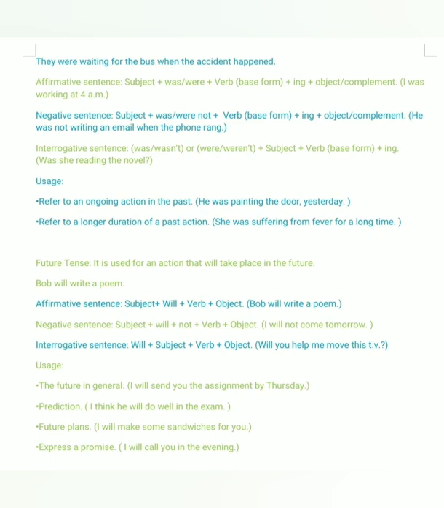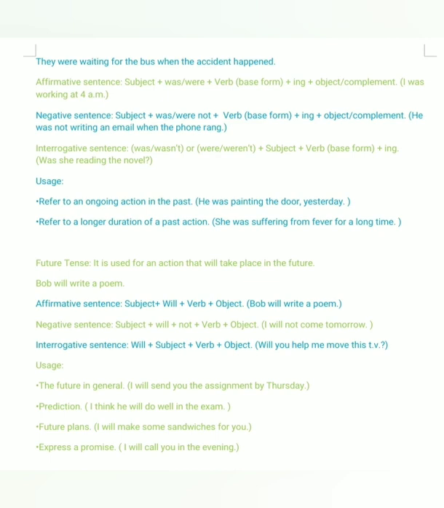While framing a negative sentence, first we have to add the subject, then was not or were not, then the base form of the verb plus ing plus object or complement. He was not writing an email when the phone rang.